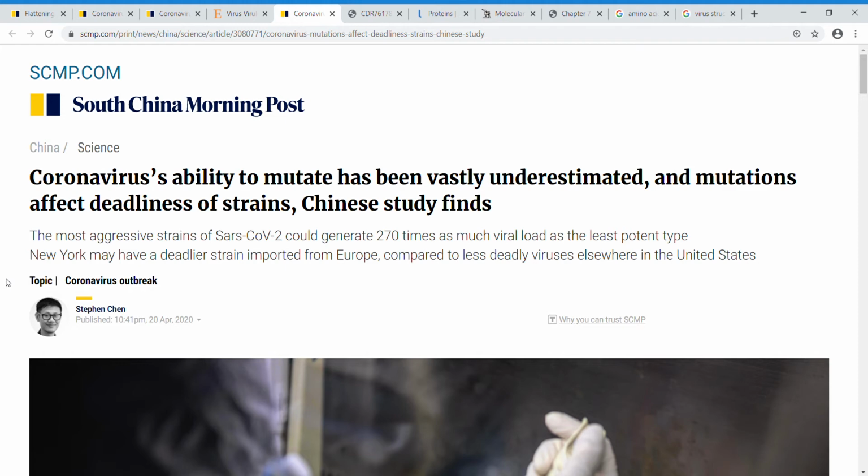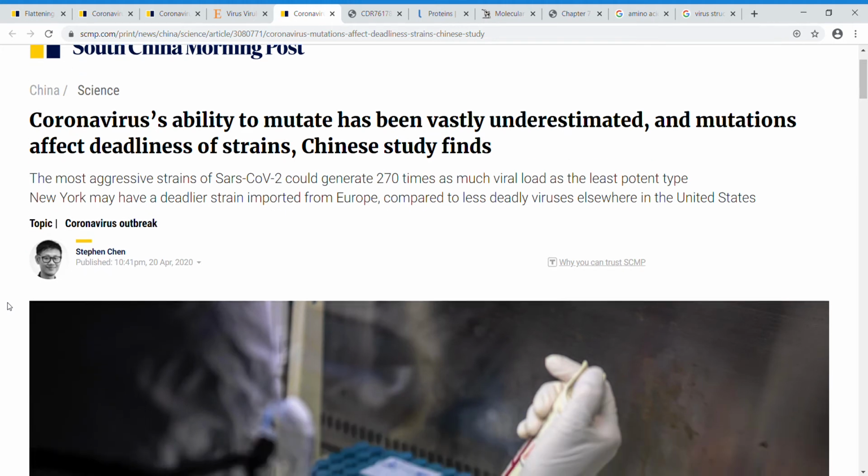So the South China Morning Post, it's a newspaper based in Hong Kong that I've been referencing an awful lot. I found it to be a very good source of information. Hong Kong's pretty close to the epicenter, and they have pretty decent reporting. Not always perfect, but much better than many other news sources I found.